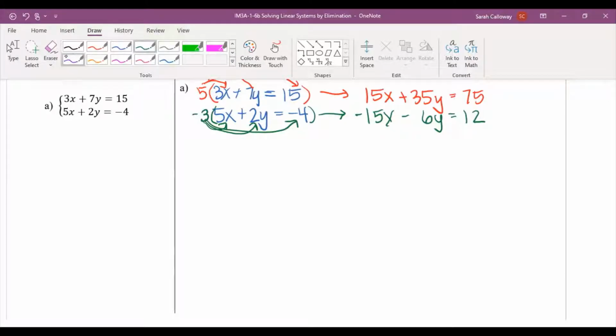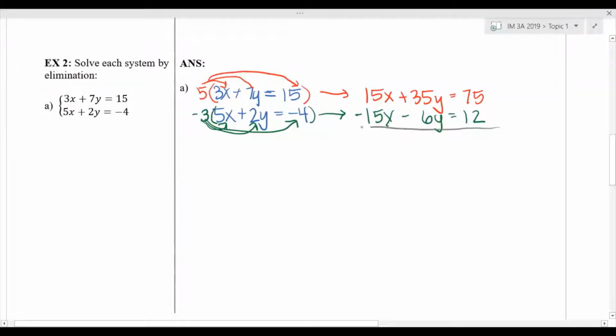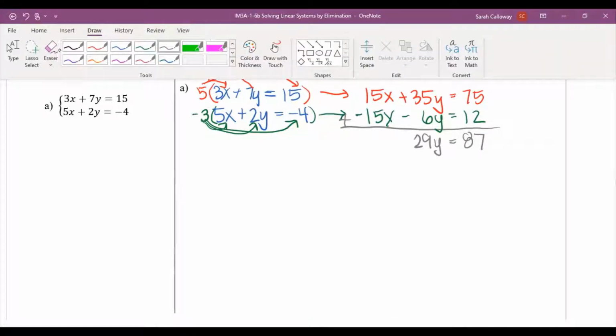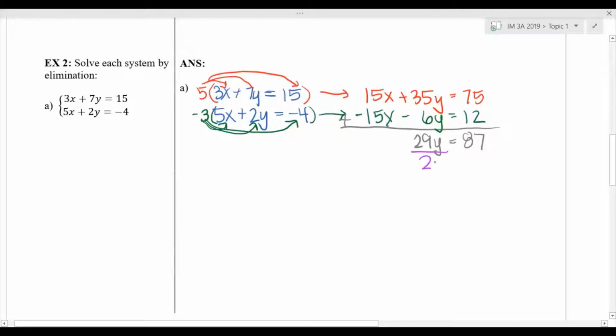Now that we have those additive inverses, we can add these two equations together. So -15x plus 15x, that was our whole point, is an additive inverse, that makes 0. So then 35 plus -6 is 29y. And then 75 plus 12 is 87. So now we have an equation just in y. And we can divide both sides by 29 to determine what value y is. So y equals 87 divided by 29, which is the number 3.